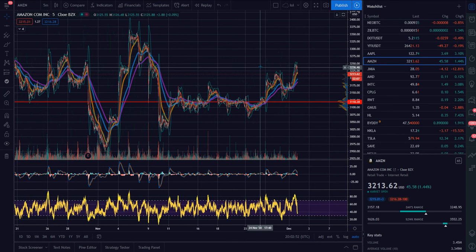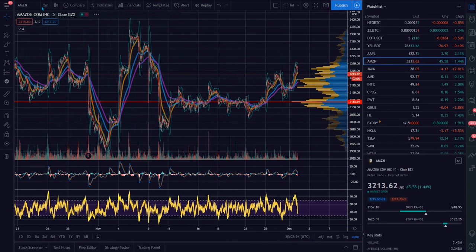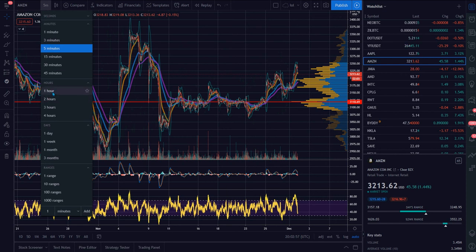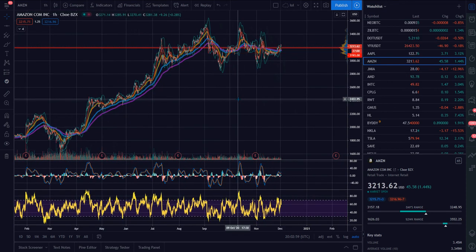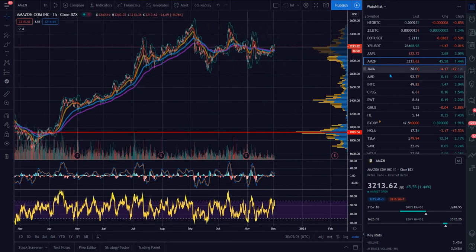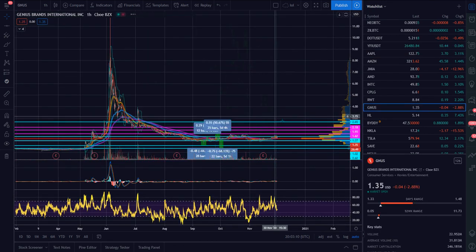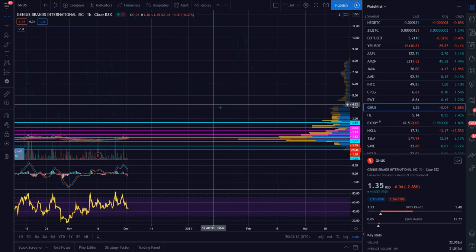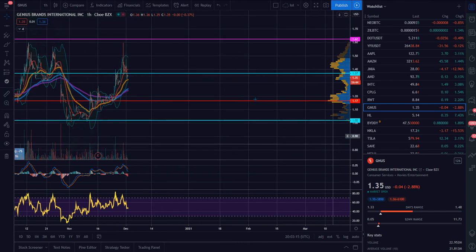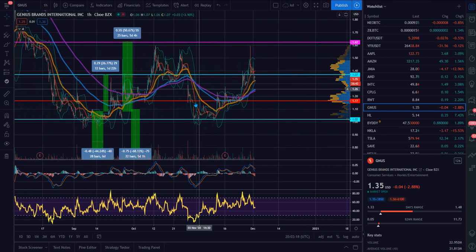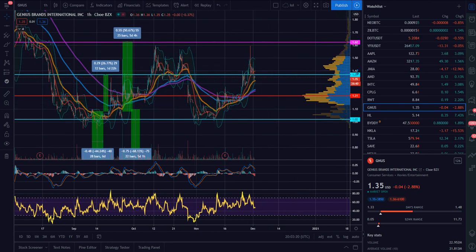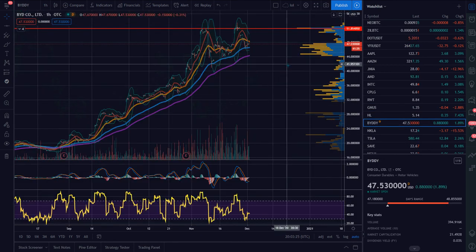Amazon's going sideways, but let's go to the hourly. It's still up. I think Apple's a better scenario. Apple's up. Even Guinness is up. Again, this is a penny stock, so it could be anything. EV stocks. The stock's amazing.